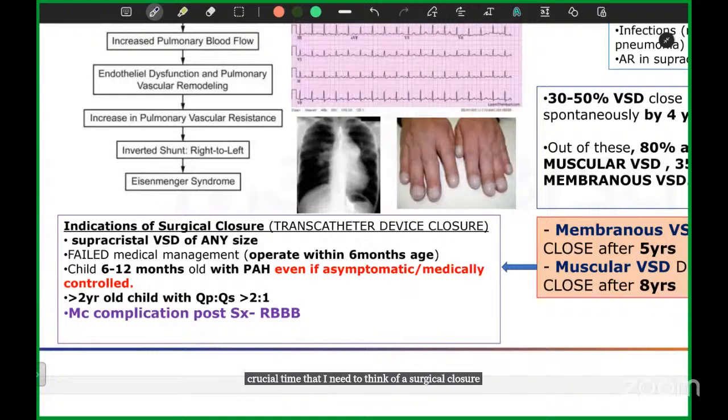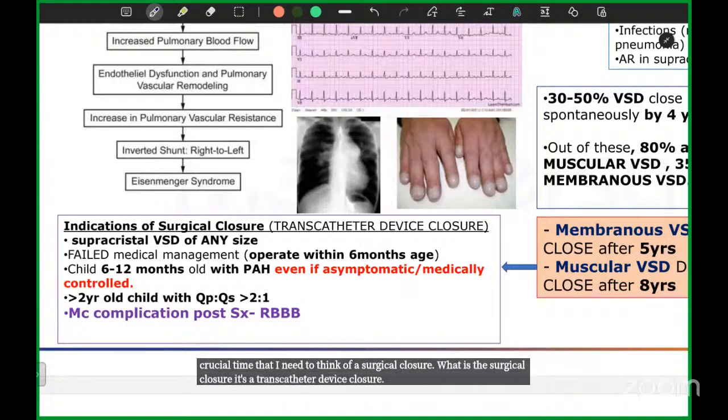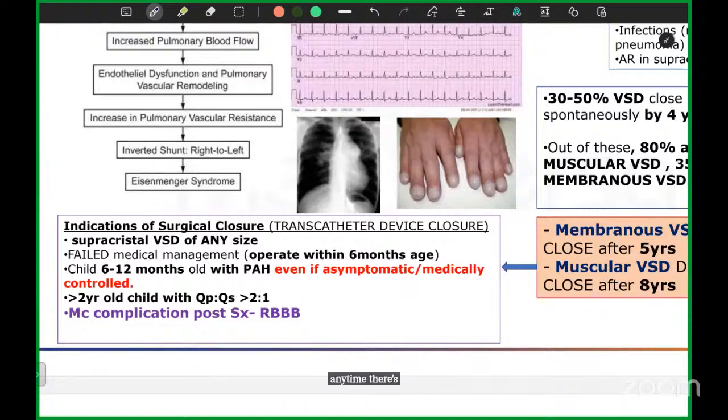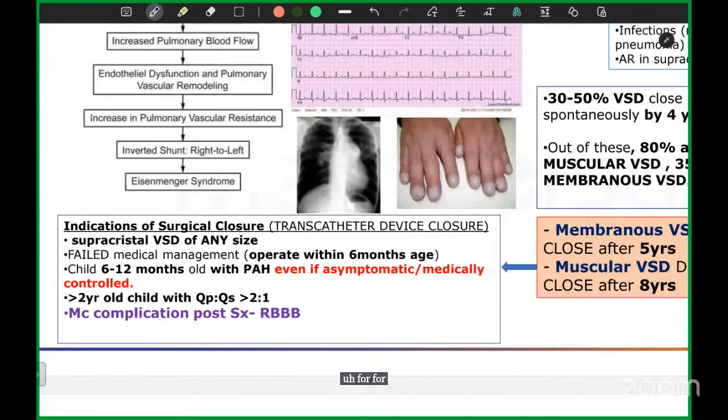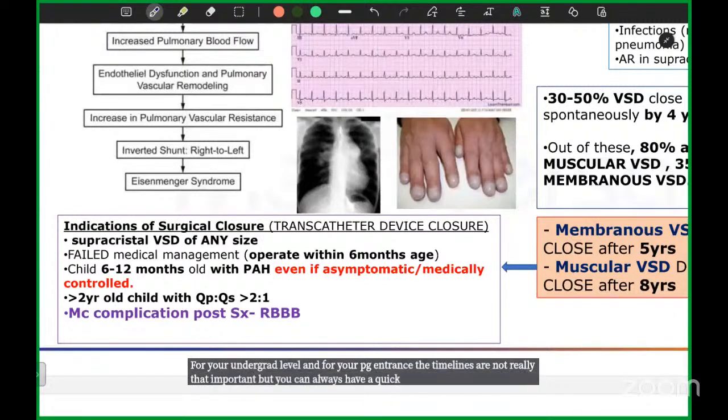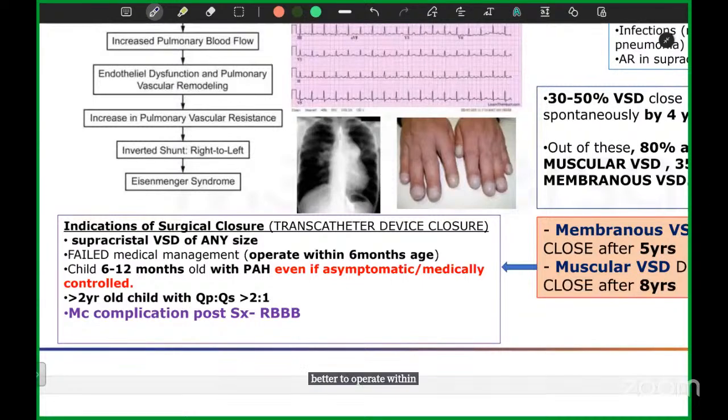What is the surgical closure? It's a transcatheter device closure. Anytime there's a failed medical management, I will try to operate within six months of age. These timelines are extremely important for your super specialty entrances if you're targeting that from your undergrad level; for your PG entrance, the timelines are not really that important, but you can always have a quick look at it. So anytime there is a failed medical management in a case of VSD, better to operate within 6 months, because later these kids will have Eisenmenger.